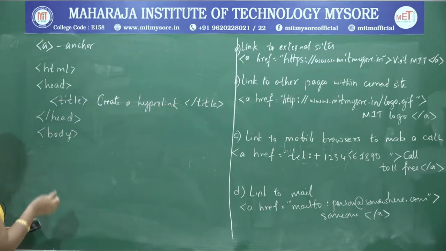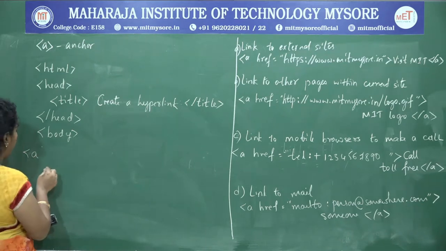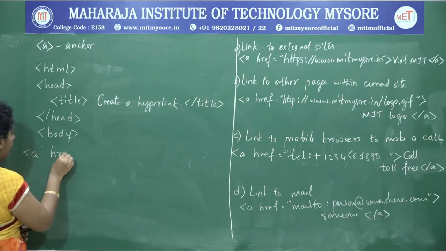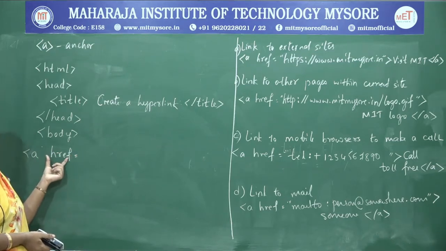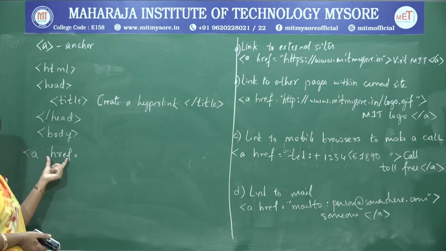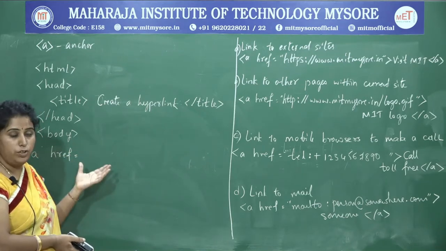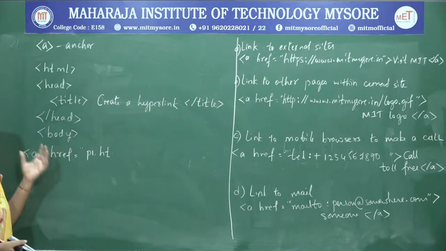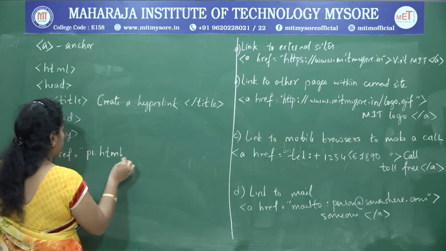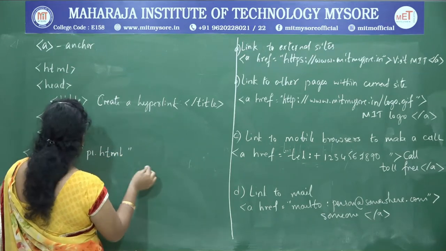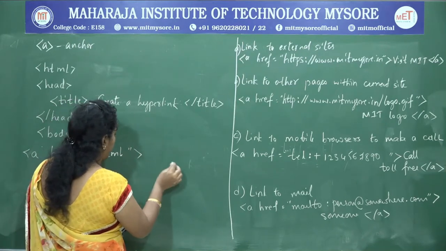Now in the body, I am using an anchor tag. Here href is an attribute. This is hypertext reference. For this attribute you need to give a path from which you need to access the resource. For example, I want to access the document called p1.html. And then I have to provide the name.